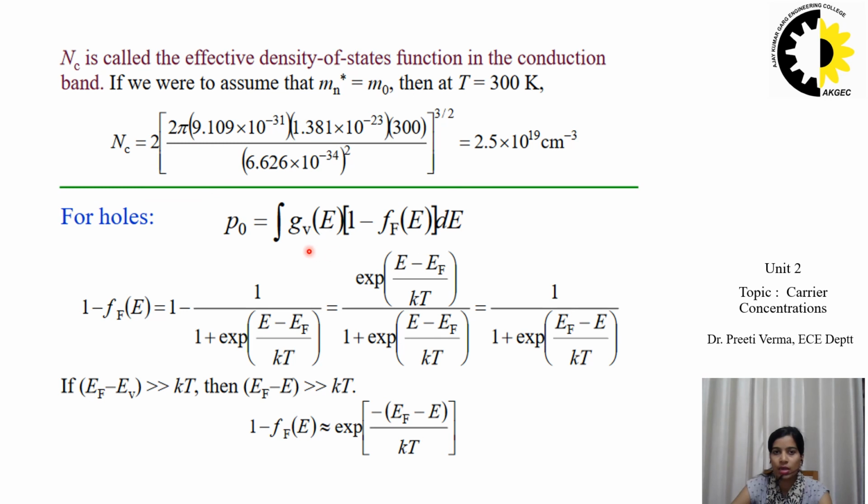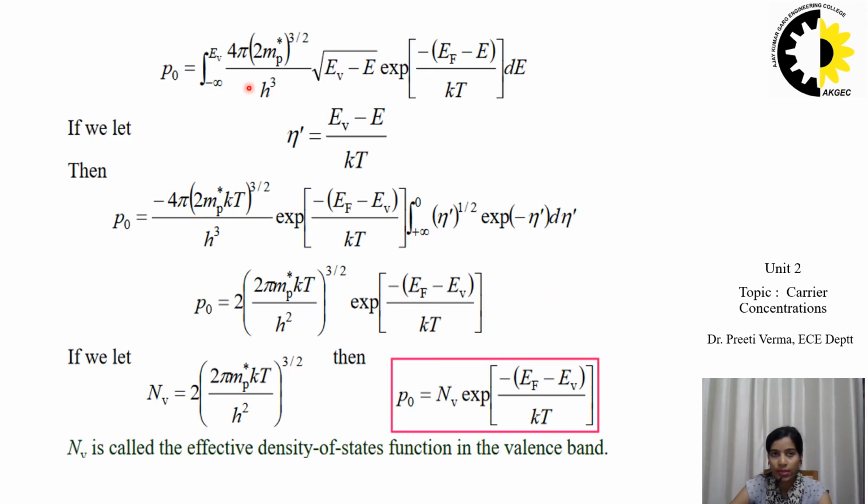So putting this into this equation and placing the value of GVE and integrating it for the defined range of the valence band, so minus infinity to EV, putting the value of GVE and exponential minus EF minus E by KT. Simplifying it, we again get the gamma function. Putting the value of the gamma function, we get P naught as 2 pi mp star KT raised to the power 3 by 2 over h square, exponential minus EF minus EV by KT.